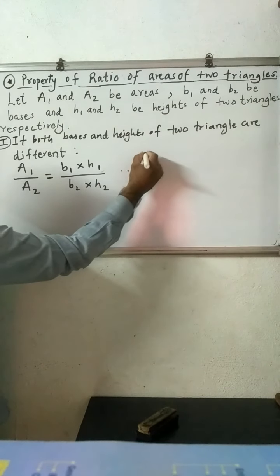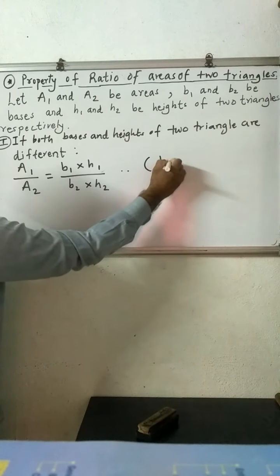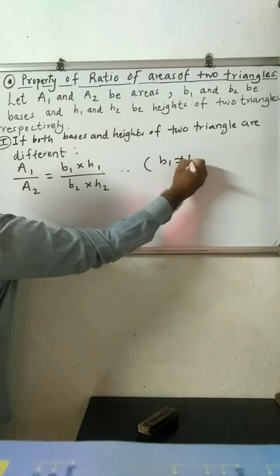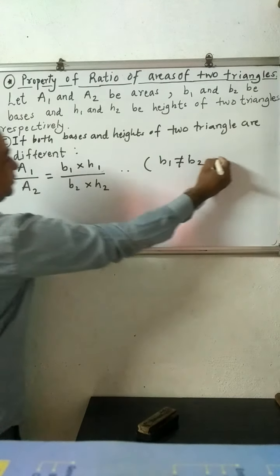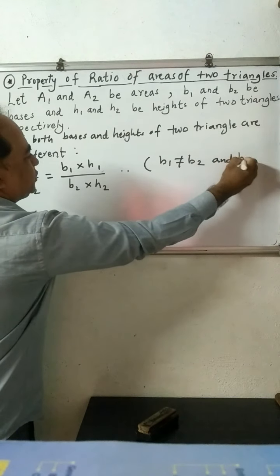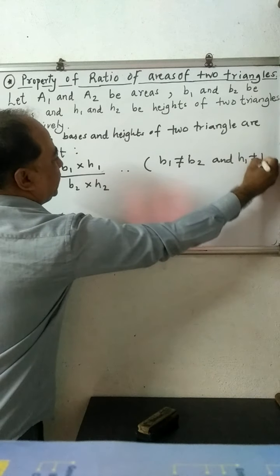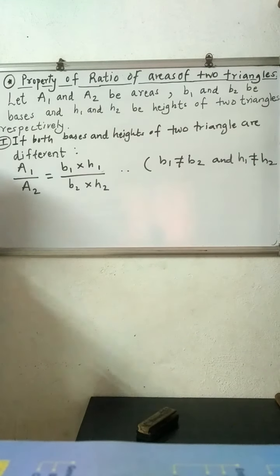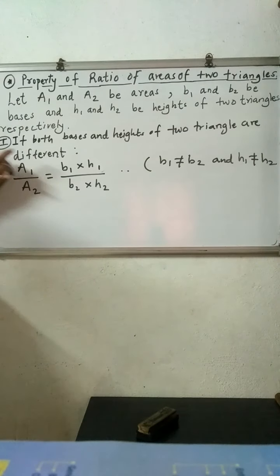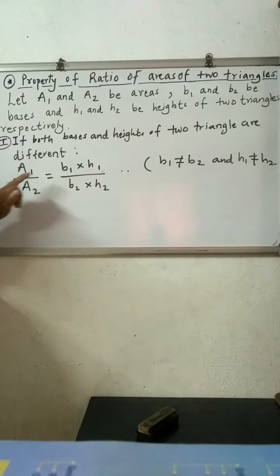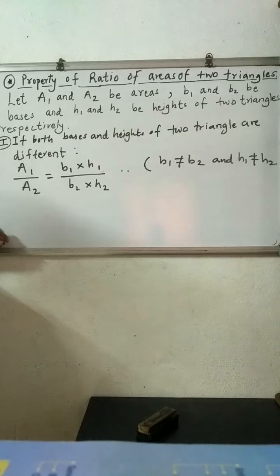Here B1 is not equal to B2 and H1 is not equal to H2. First property: if both bases and heights of two triangles are different, then the ratio of the areas of two triangles is equal to the ratio of the product of their corresponding base and height.